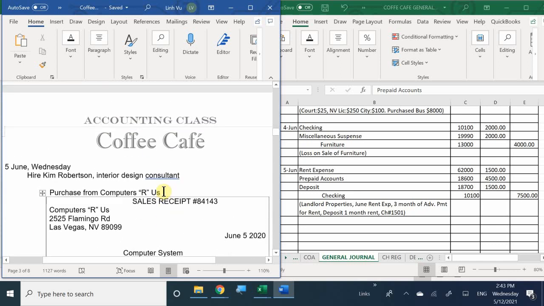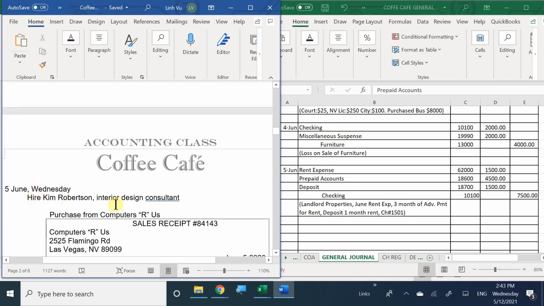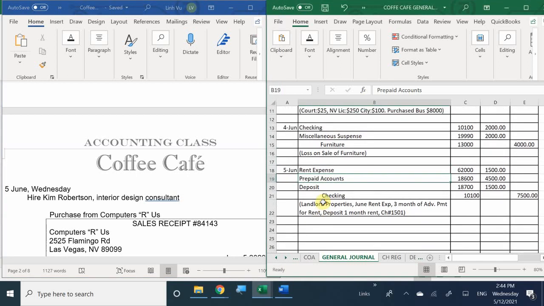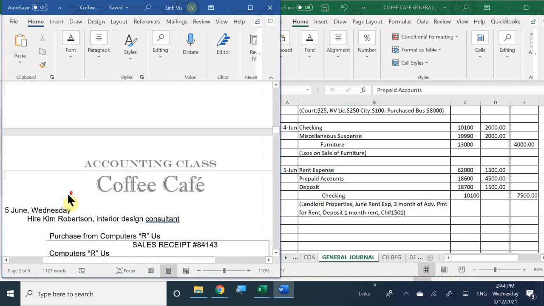So now, same day, June 5th, we hired Kim Robinson, an interior designer, for a consultation. Okay? Can we record this transaction? Yes, because you wrote the check. What check did I write? Hold on. Check number 1502. Where does it say I wrote the check? Oh, wait a minute. I went down below. Never mind.